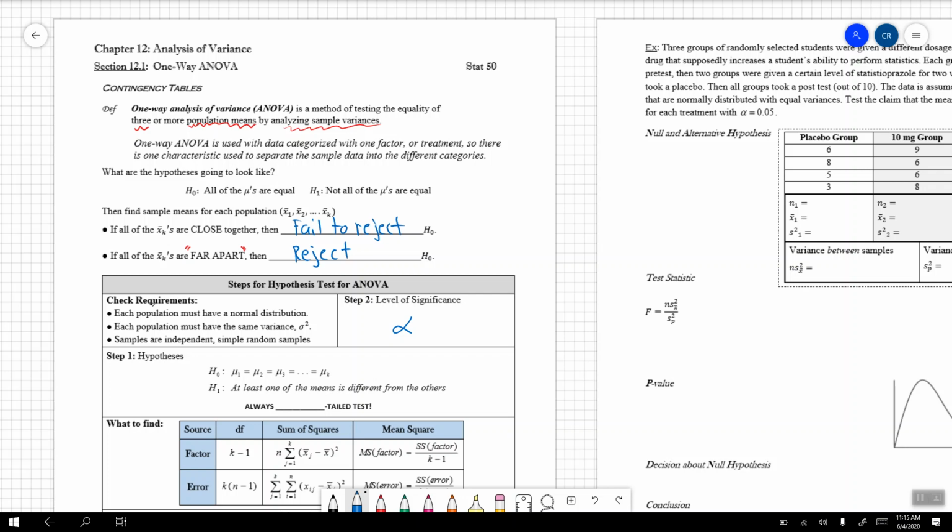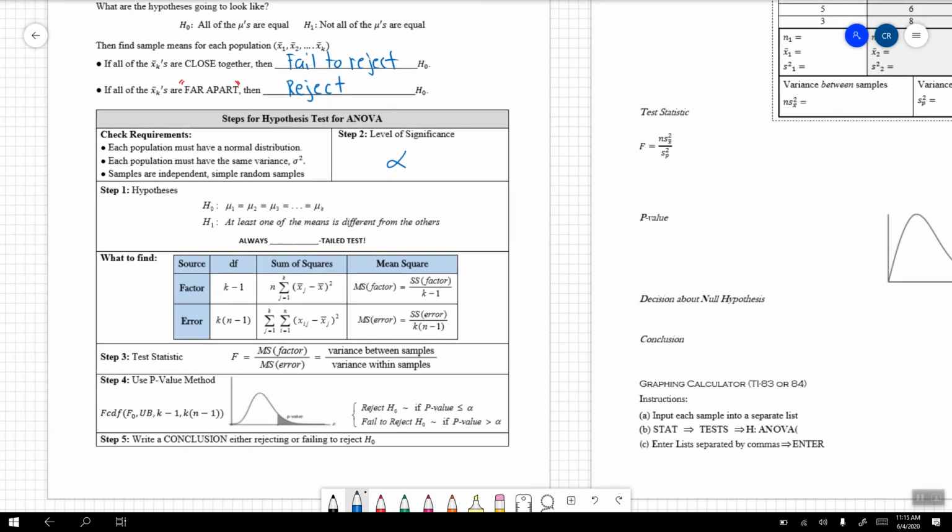There are a few requirements that must be met in order for us to run this ANOVA test on a problem or on a sample. Number 1, we must check that the populations have a normal distribution. Number 2, each population must have the same variance. So we're going to be looking for the populations to have the same variance. We'll keep that in mind. And number 3, samples are independent, and they must be simple random samples. If that is all met, then we're allowed to go through the ANOVA testing.